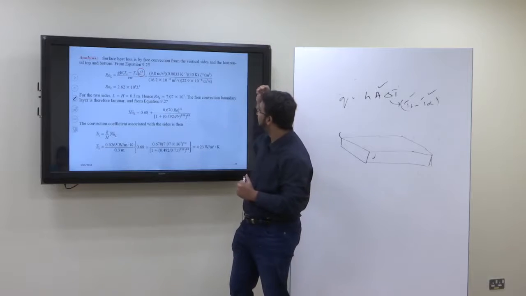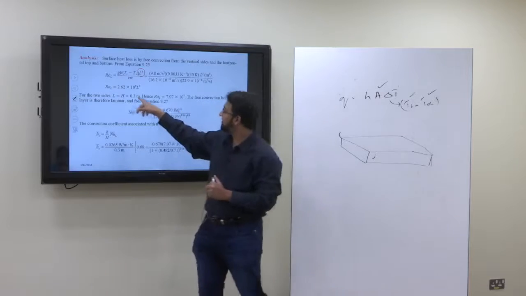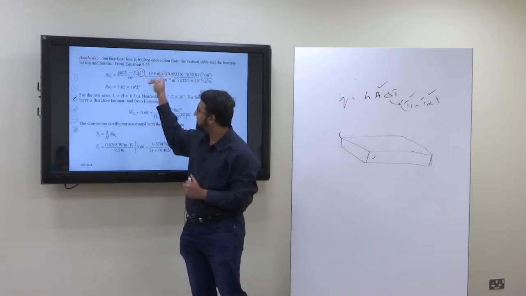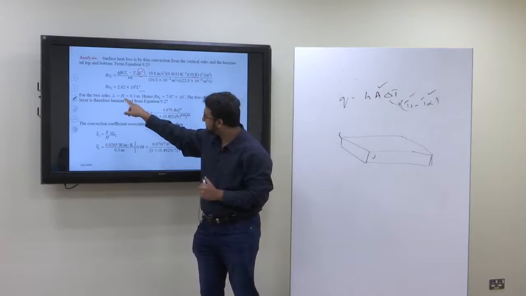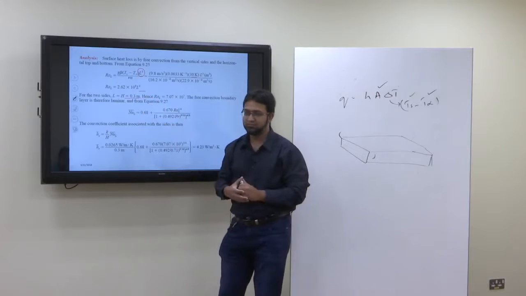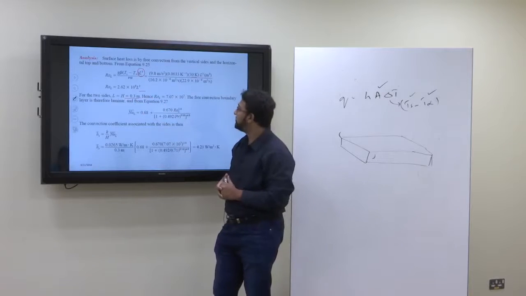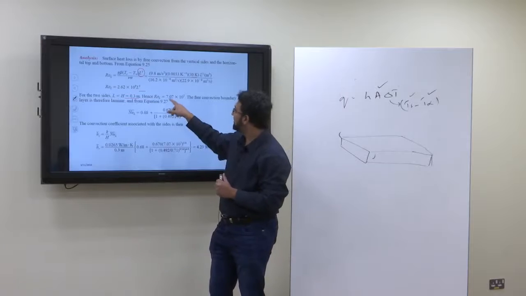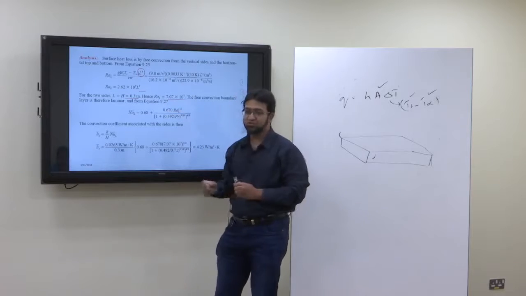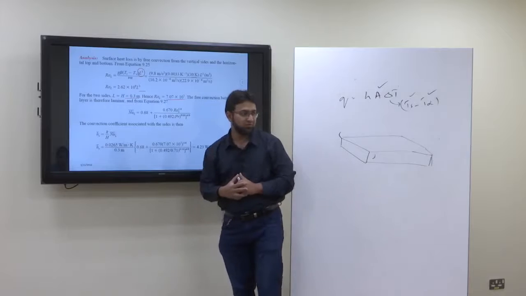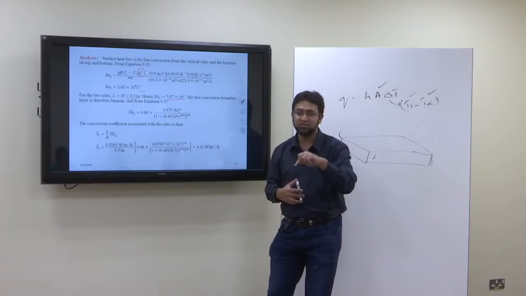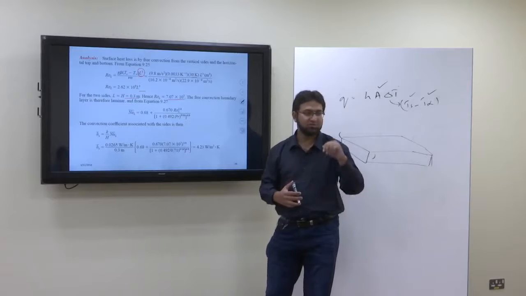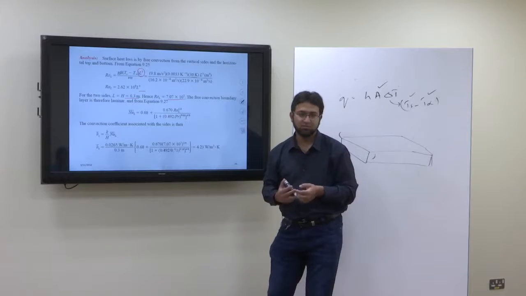So they determined it first keeping L as the same, and then they put L as 0.3. If they put L as 0.3, the Rayleigh number comes out to be 7.07 into 10 to the power 7, laminar, because 10 to the power 8 is the critical. 10 to the power 7 means laminar, right?